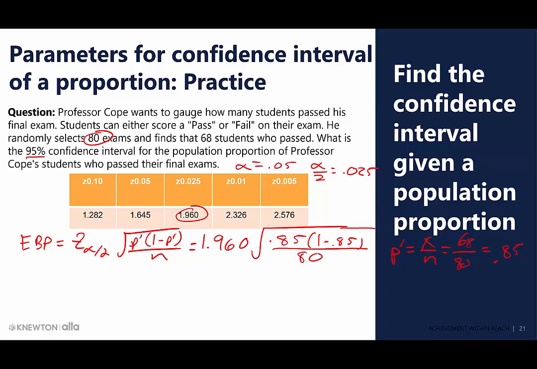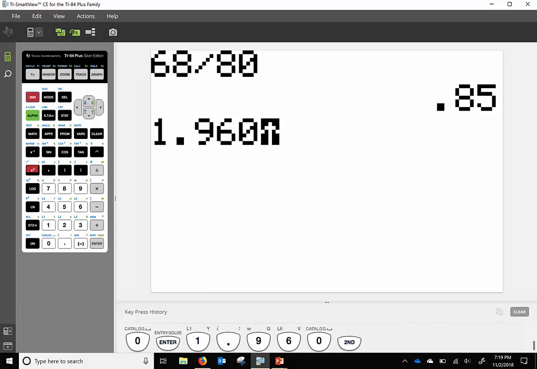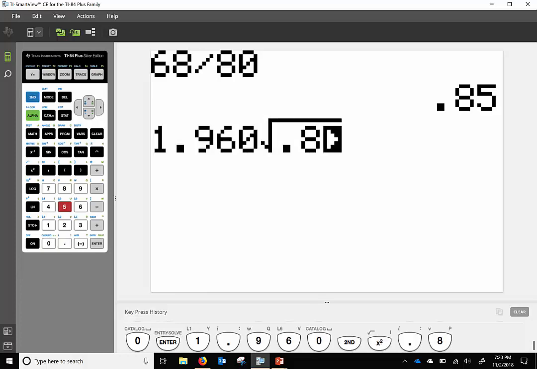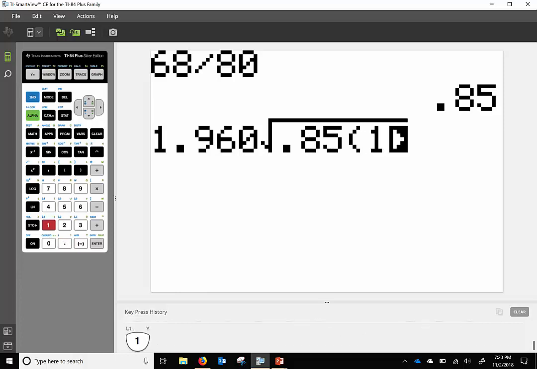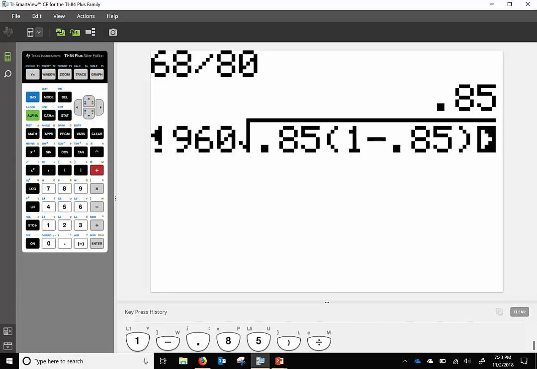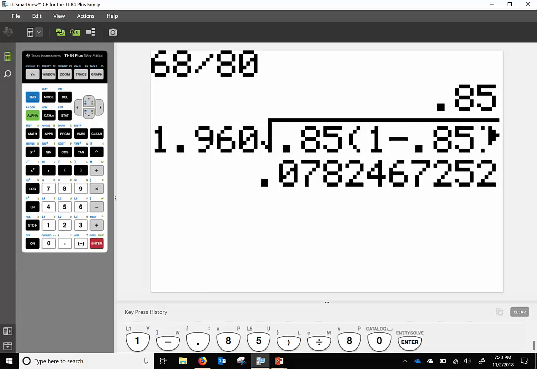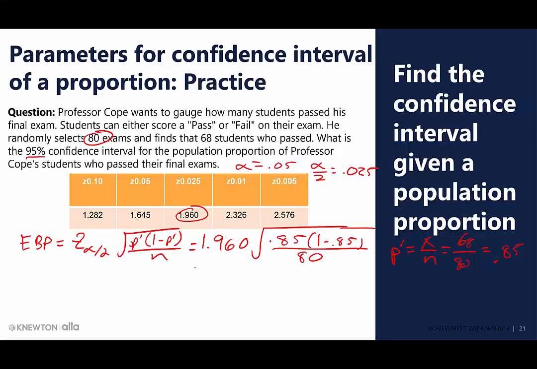Okay, let's see what that is. 1.960 square root 0.85 times 1 minus 0.85, which is 15%, and then we divide that by 80 total students. Enter. 0.078 if we go to 3 decimal places. So this equals 0.078.